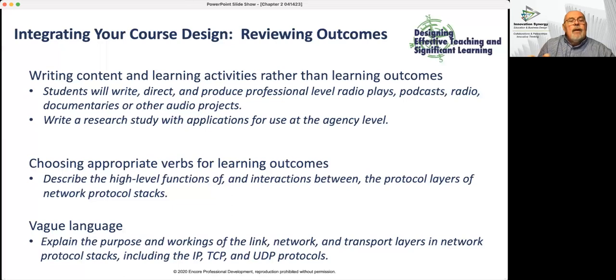Okay, and then finally, vague language. "Explain the purpose and workings of the link network," et cetera, et cetera. And do you notice, if you don't know what IP, TCP, and UDP protocols are, there's a problem. You really shouldn't use acronyms like that, because we don't know what that means. That's not my area, so I don't understand it, but you should make it so that everybody else who's a novice, or at a level that doesn't know that yet, will be able to start to identify what that's going to be.